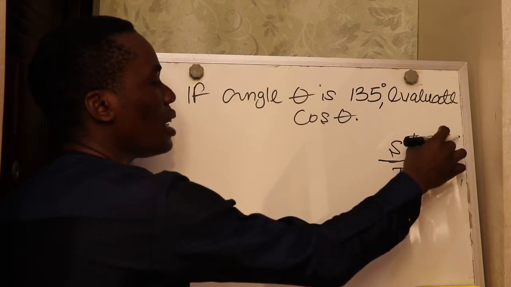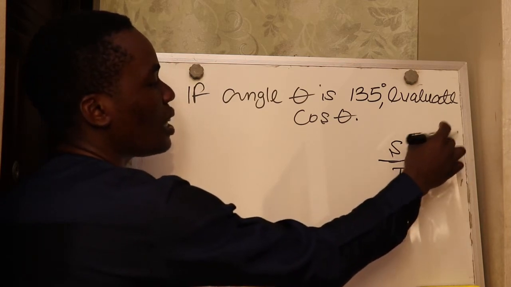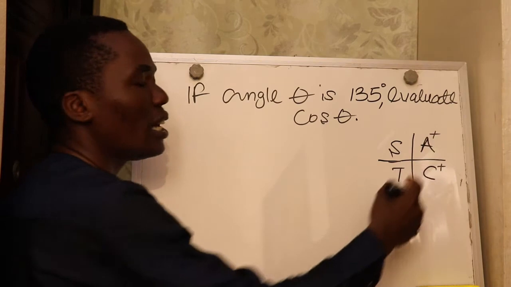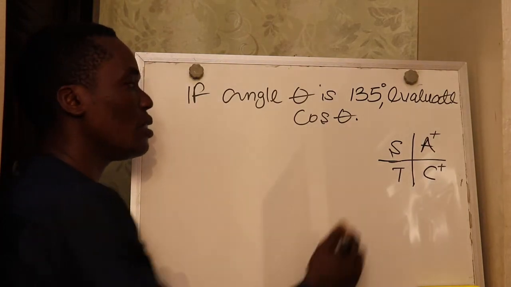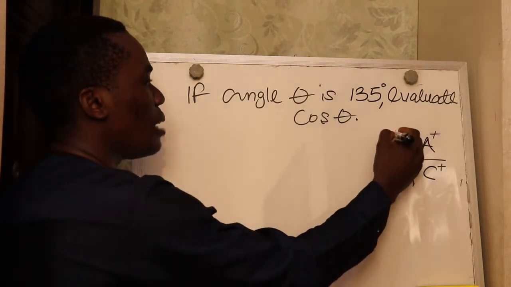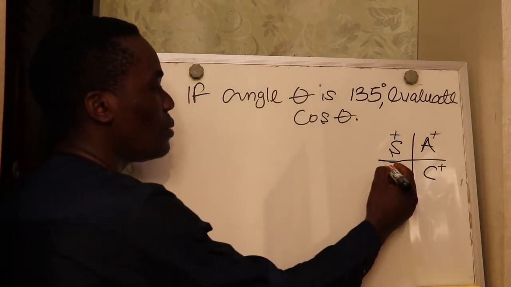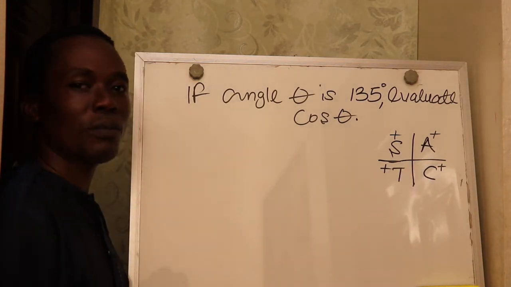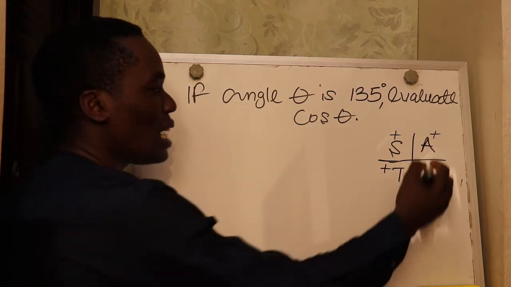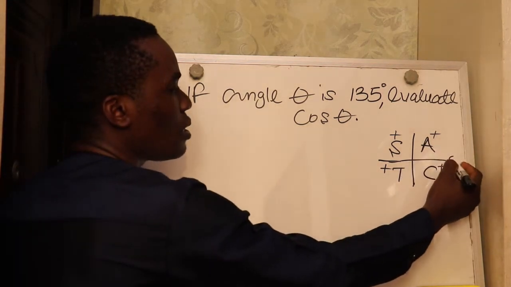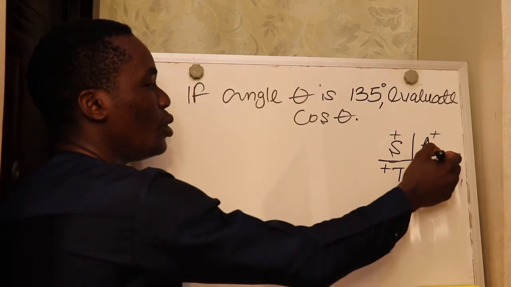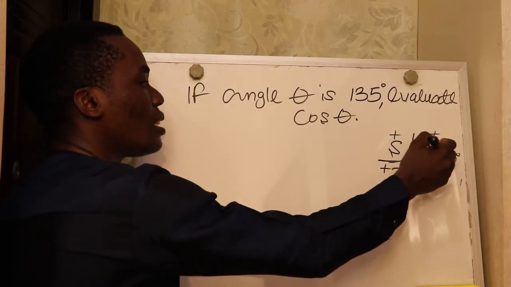If it is around here, that means all of them, sine, cos and tan, will be positive. If the angle is here, that means it's only sine that is positive. And if the angle is here, that means it's only tan that is positive. You start counting from 0. This place remains at 0 degree, and you start counting anti-clockwise.